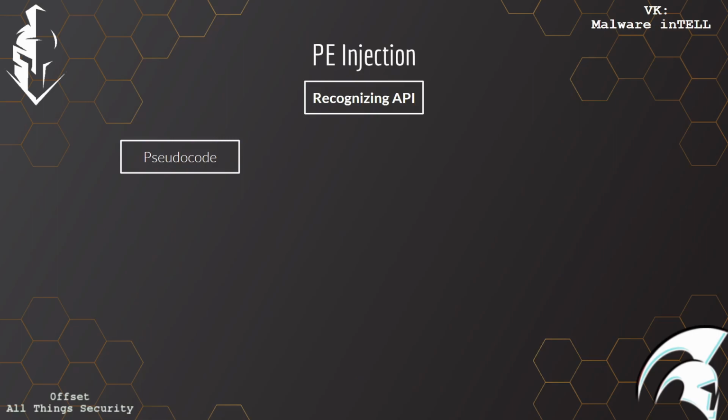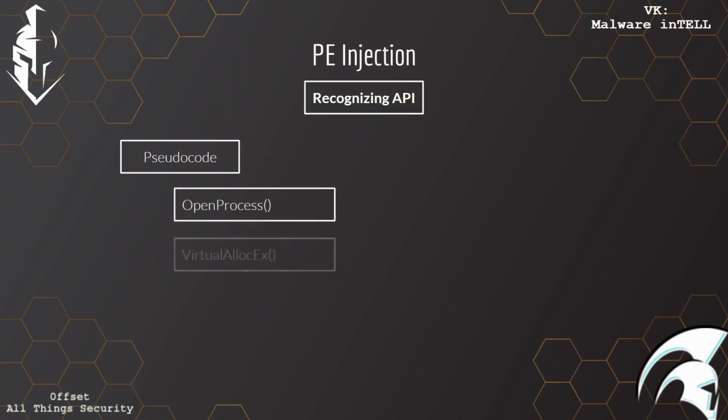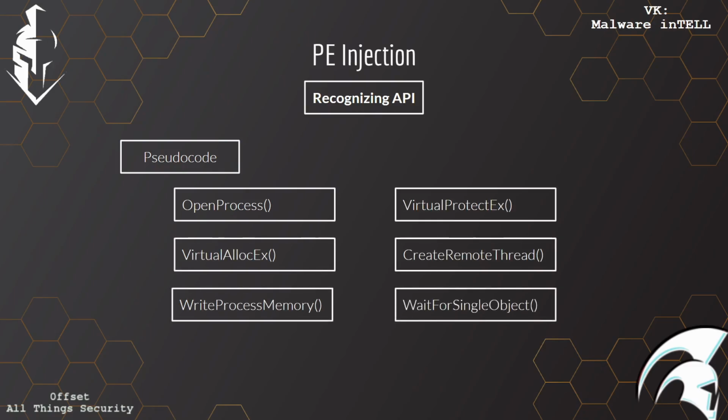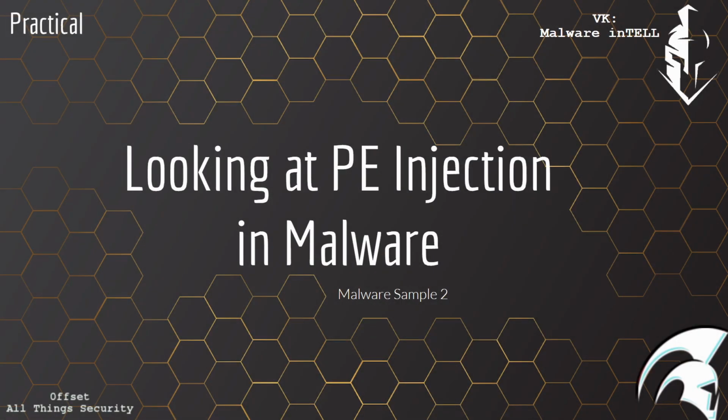Let's look at the API used when it comes to PE injection. So we've got OpenProcess, VirtualAllocEx again, WriteProcessMemory, VirtualProtectEx, CreateRemoteThread, and then WaitForSingleObject. So again, very similar calls. However, in this case, we are not writing the path to the executable, we're writing the entire executable into memory. So let's go ahead and reverse engineer a malware sample using PE injection.